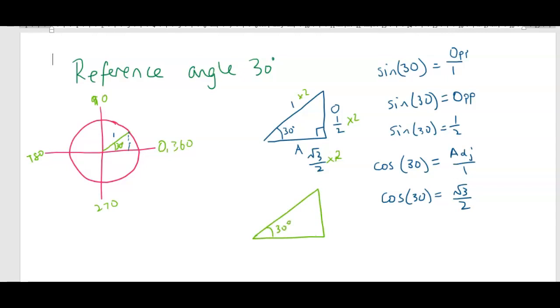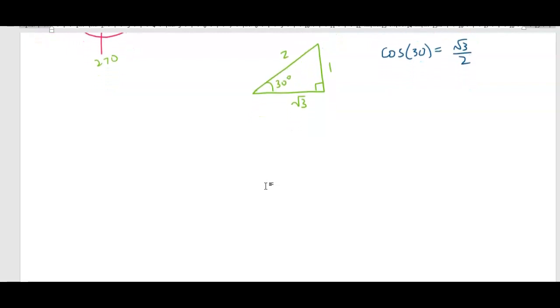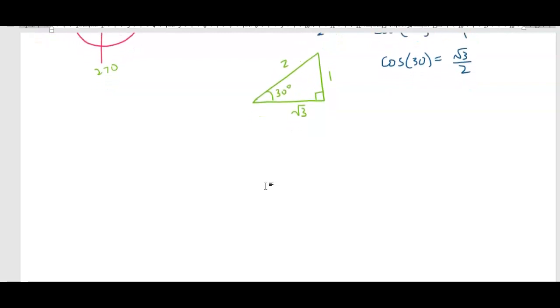Okay, so when you change all the sides by the same ratio, it doesn't affect your angles inside. So our hypotenuse is 2, half times 2 is 1, and then root 3 on 2 times 2 is just the square root of 3. So that's why in your textbook you'll see this green triangle, but this blue triangle, I've just shown you how you get those values. All right, so let's move on to doing a little bit more for this.